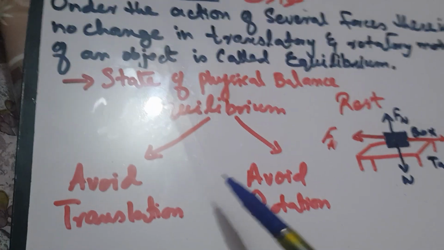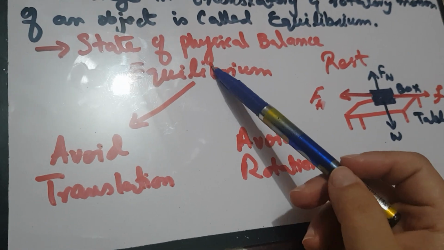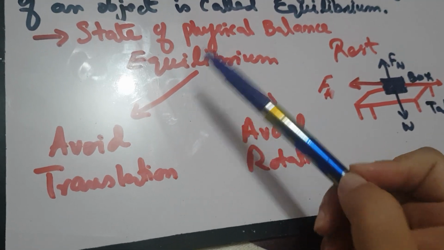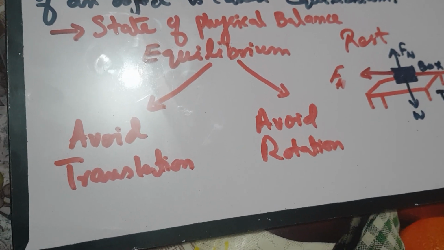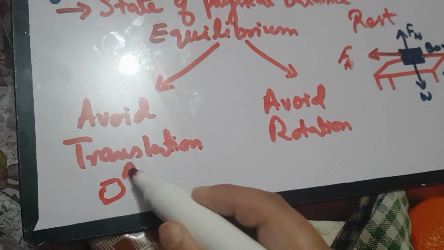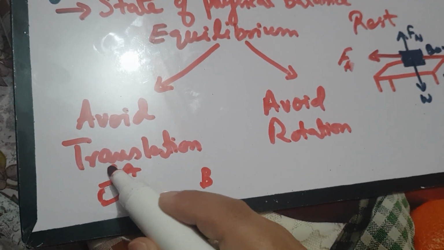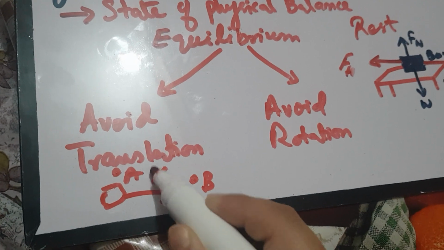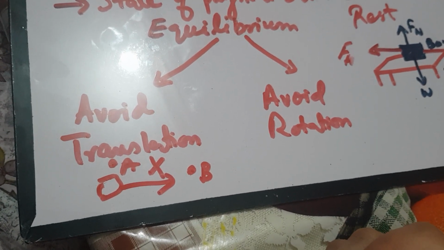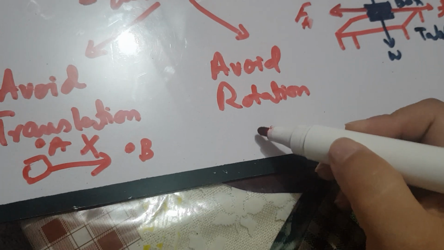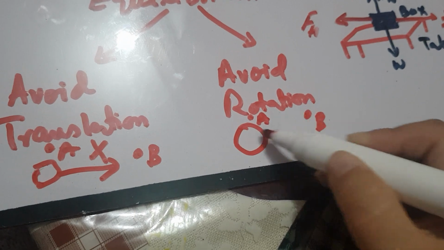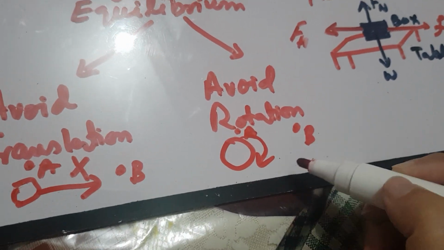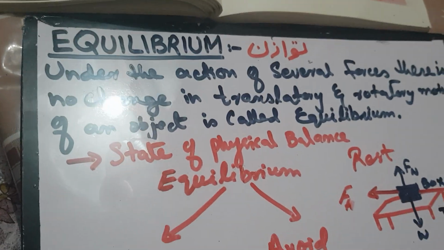So from here you can divide this concept into two parts: for equilibrium we should avoid translation, and we should avoid rotation. It means that the body should not move from one point to another point. If this is position A and this is position B, the body should not move from one position to another, and the body should not rotate. For example, if this is a disc and this is position A and this is position B, it should not rotate anti-clockwise or clockwise. There must not be any torque. So this is the condition for equilibrium.